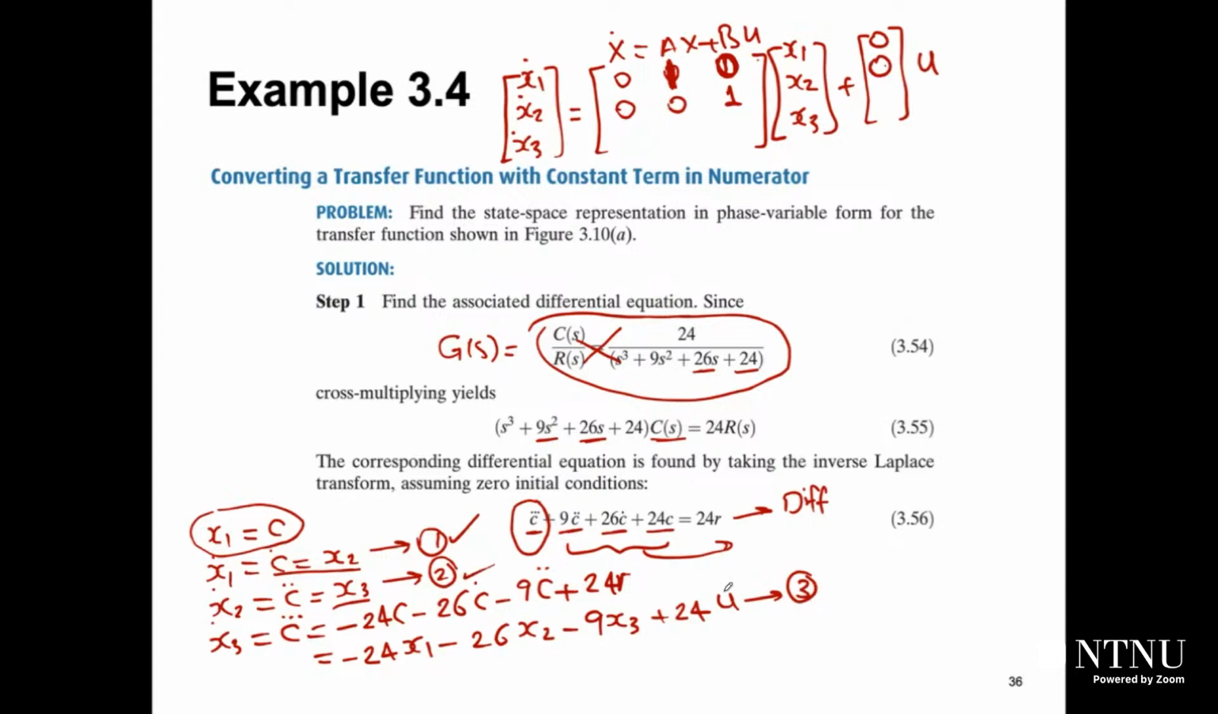Now we will go to equation number 3. We will write the coefficients. The coefficient of x1 is minus 24, the coefficient of x2 is minus 26, and the coefficient of x3 is minus 9. Plus 24 times u, so we will have 24 here. So this is my state equation.